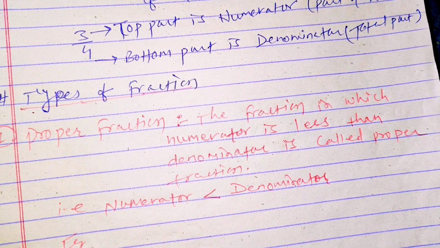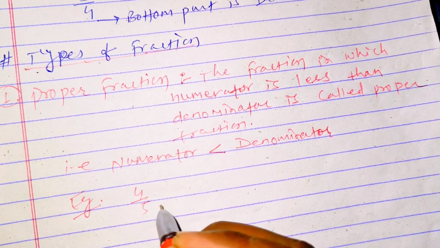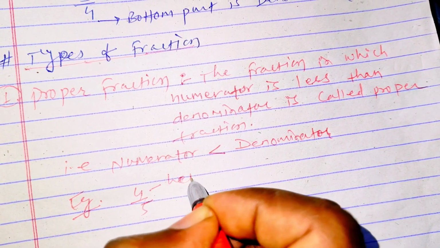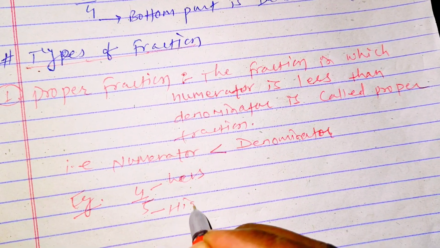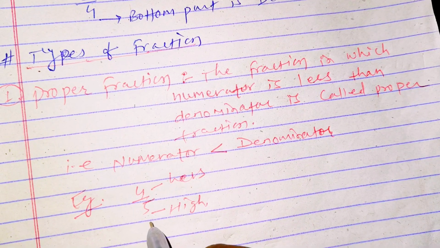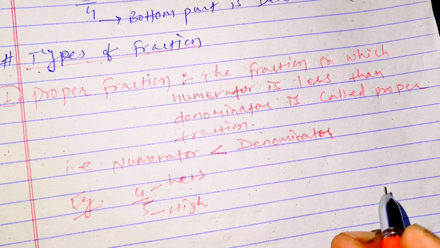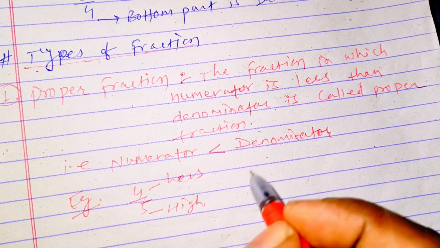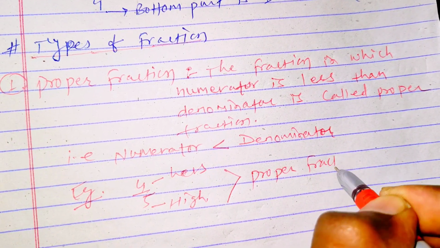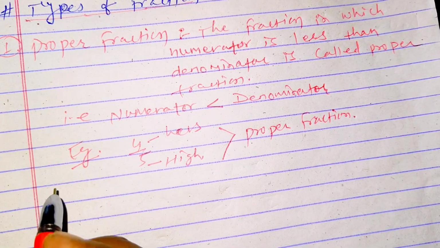Example: 4 by 5. Here the numerator is lower and the denominator is higher. So 4 is less than 5, which means the numerator is 4 and the denominator is 5. The numerator 4 is less than the denominator 5, so this is called a proper fraction.